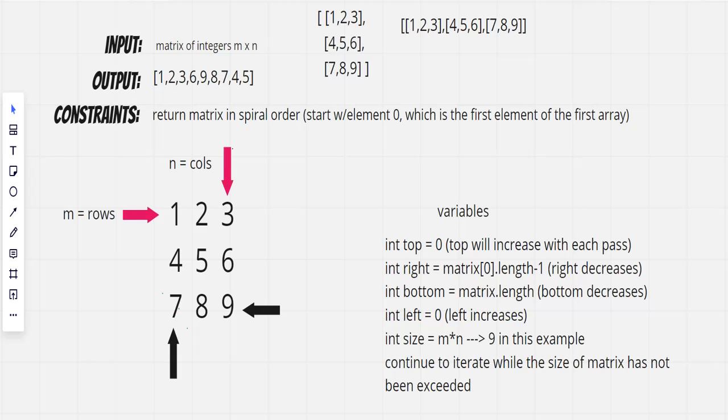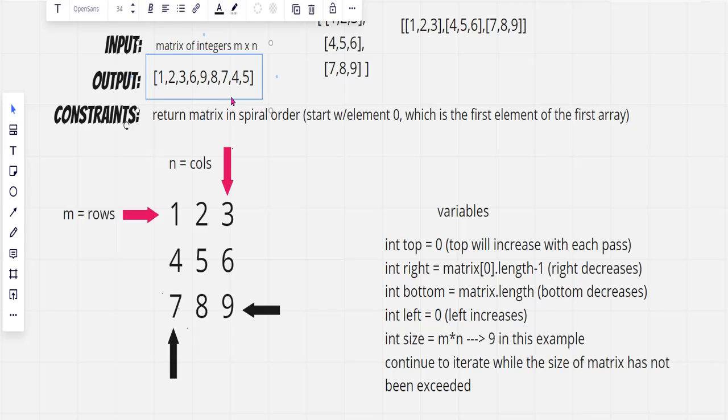Okay, let's take a look at the diagram. We're going to have an input of a matrix of integers. In this instance, we will have m number of rows and n number of columns. When I'm working with a matrix, I like to visualize the arrays like this so that I can actually see the matrix visually. That helps me out. You can also just have the input written out like that.